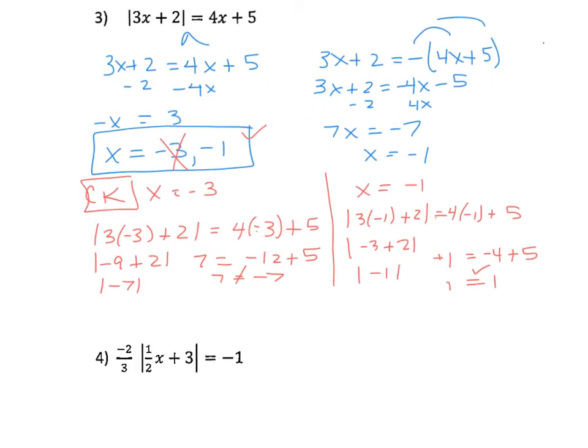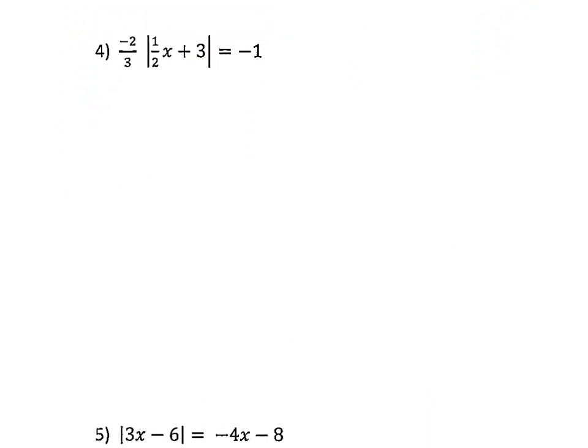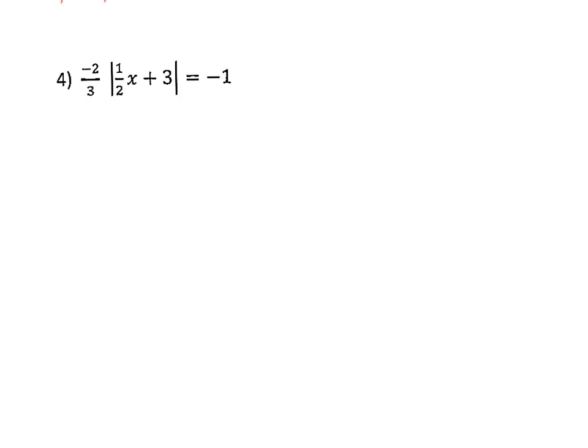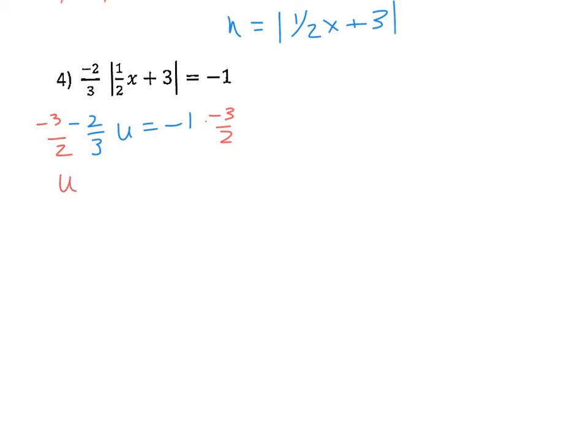Okay, so if we move this on up, it looks like we only have 2 more left. This one's got a fraction. We'll love that one, won't we? So let's go ahead and start. Now this particular one does not have the absolute value isolated. So let's put u equals the absolute value of 1/2 x plus 3. So if I get -2/3 u equals -1, I'm going to multiply by -3 over 2, so I get u equals 3/2.